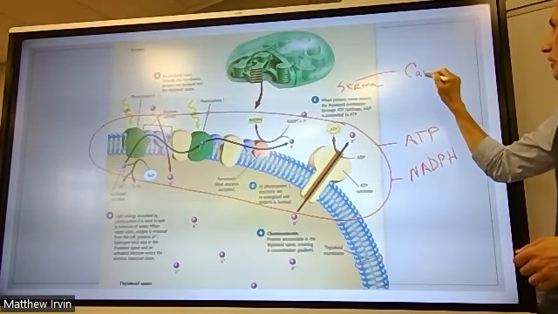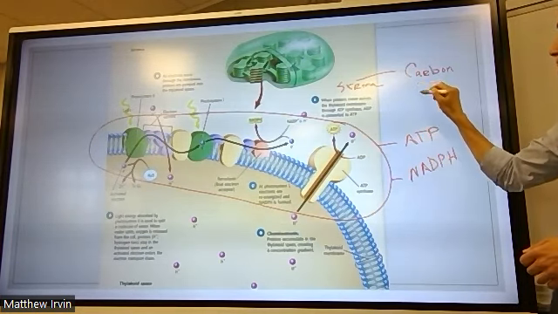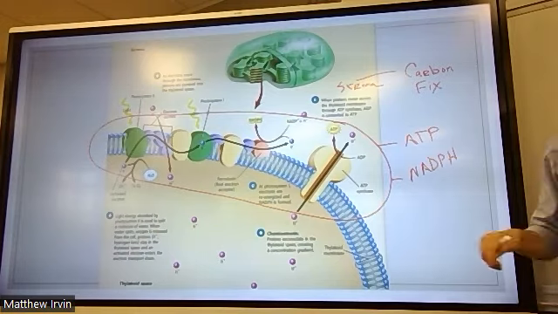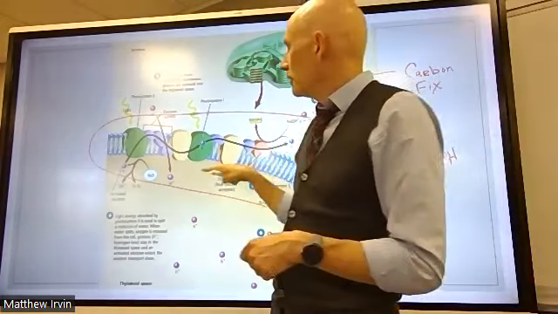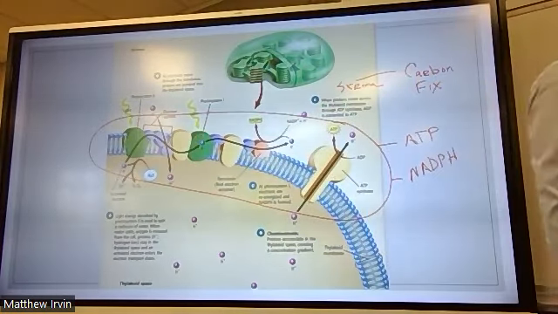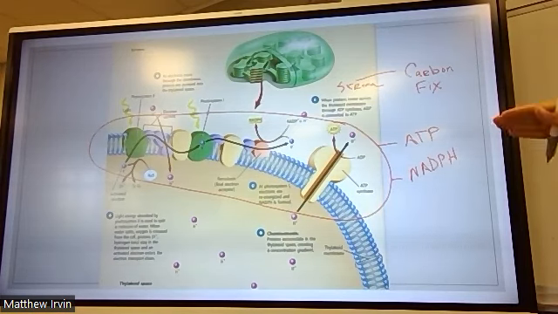And that's where you do carbon fixation. That's where you take the CO2, put it into glucose. And so we will go over this again tomorrow, but photosystems gather the light, excite electrons, pump hydrogens, make ATP, gather light, excite electrons, make NADPH.